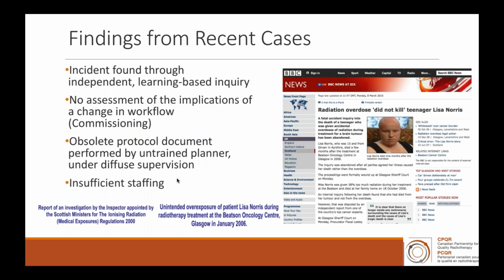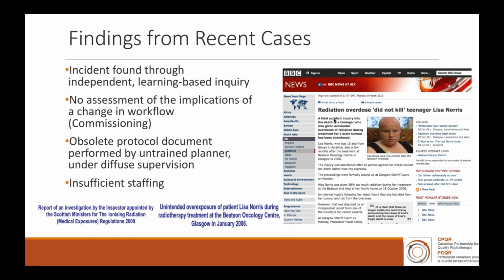I just want to go over, as examples, findings from recent cases that were culled from the media. Incidents can be found or analyzed through independent means. Obsolete documents can be identified, training issues can be identified, and supervision, and so on and so forth. And this is an example.